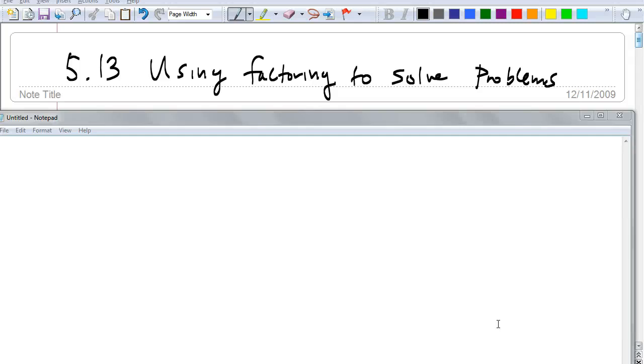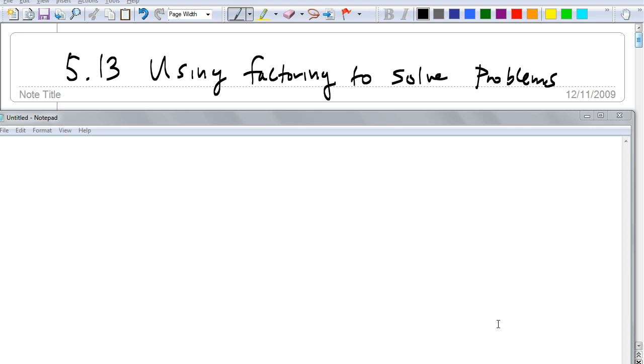Here we go. Today we're going to learn how to solve word problems using factoring. This is similar to what we did last time, except now instead of me giving you an equation, we're going to give you a word problem, and you have to do that 5-step plan. It's the same exact thing that we've been doing, guys.